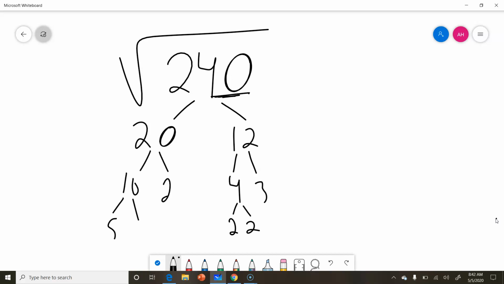10 and 2, 5 and 2. Okay, so what am I trying to do? Now I have to circle up my pairs, right? So here's a pair, 1, 2. It doesn't matter which tree they're in. Here's a pair, 1, 2. Okay, so there's my pairs.